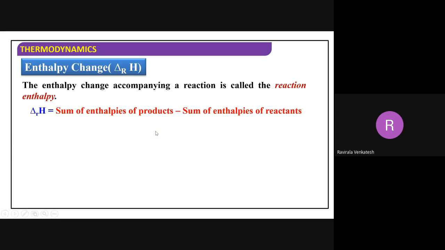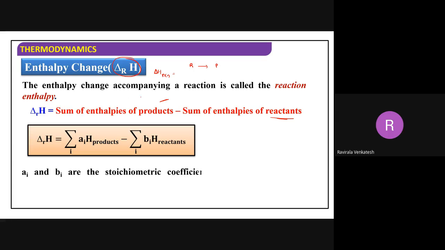Now, what is enthalpy change actually? Enthalpy change means, for example, I have taken a reaction where reactant is converting into product. Now the enthalpy of this reaction can be written like this: enthalpy of products minus enthalpy of reactants will give the enthalpy of reaction here.